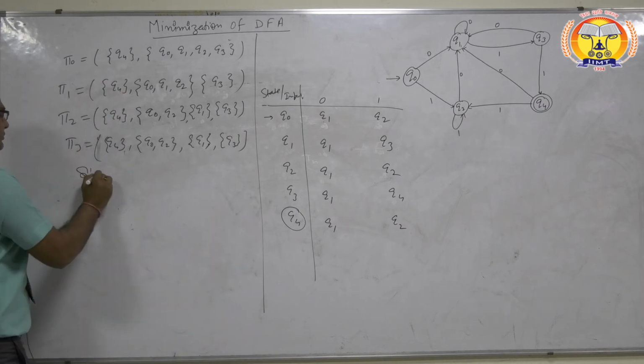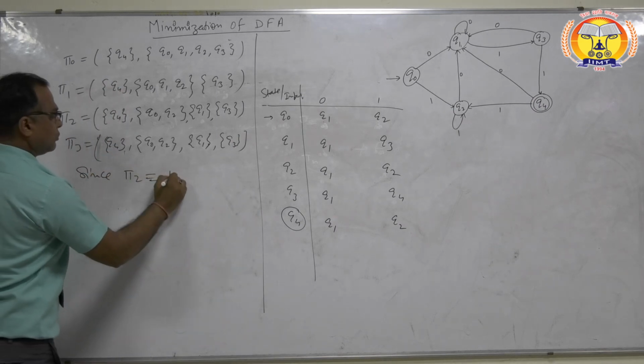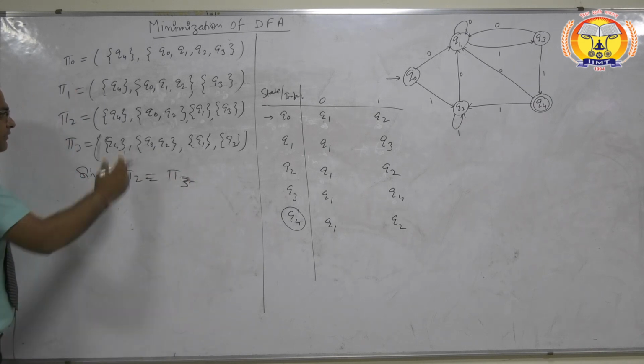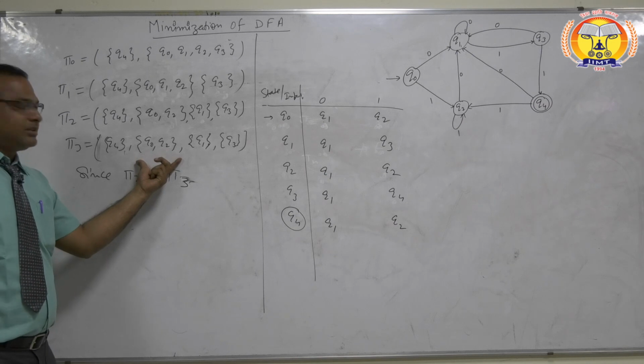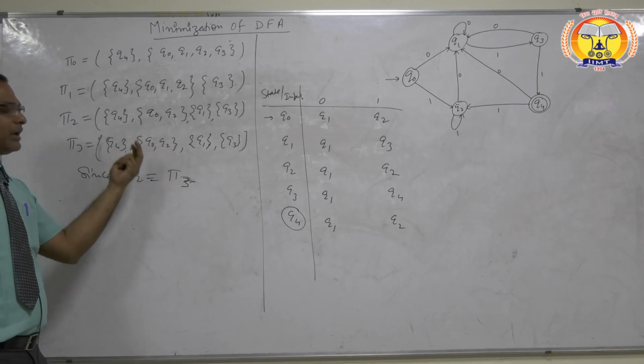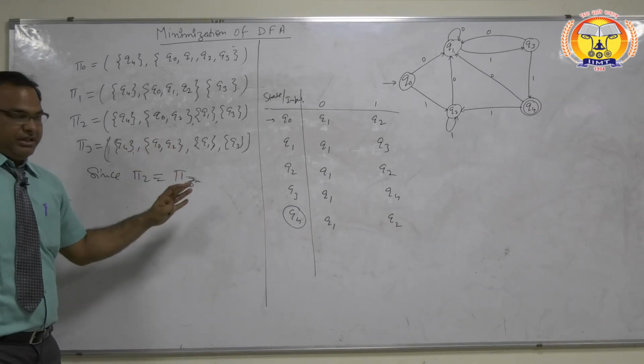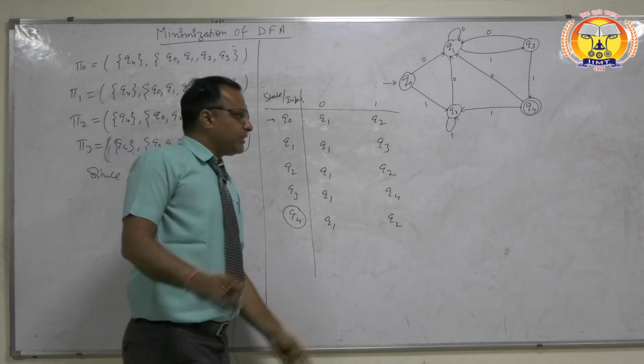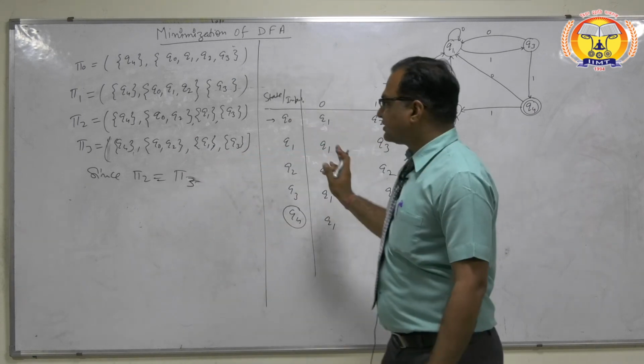Since pi 2 is equivalent to pi 3, we will stop the process of minimization. And finally, we are getting these sets. In these sets, Q0 and Q2 are 3 equivalent to each other. And these are the states which are equivalent to each other, and we can combine these two states.